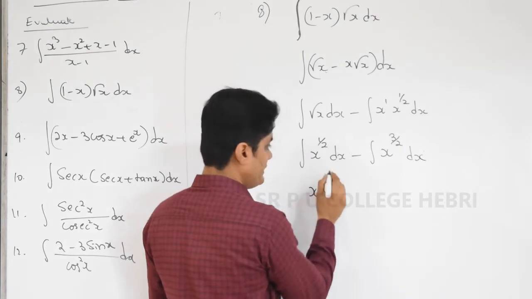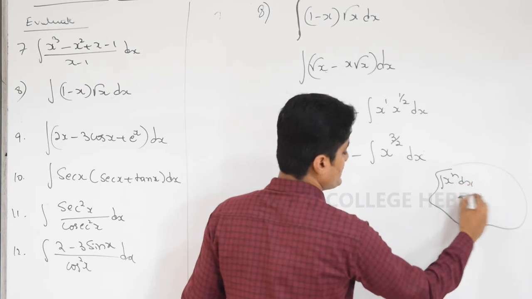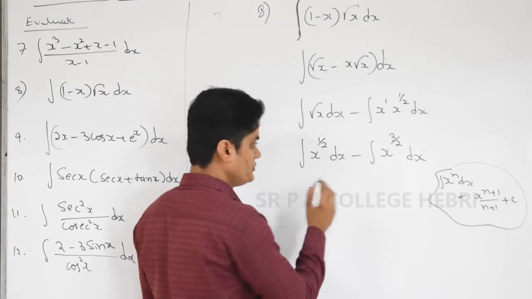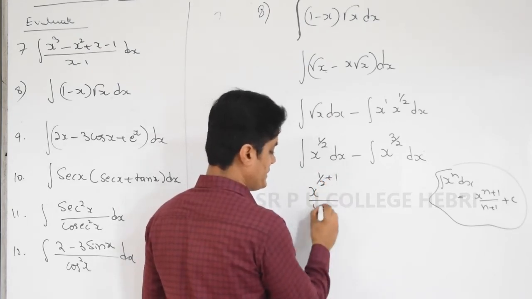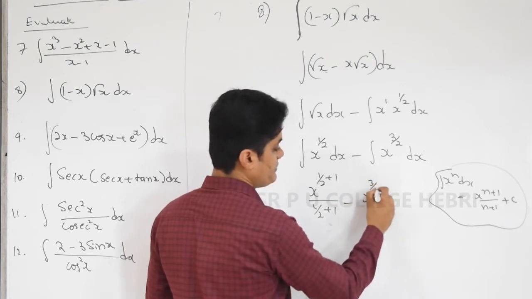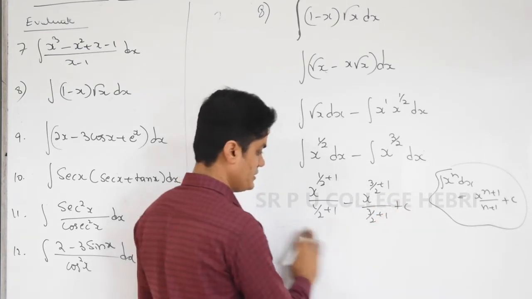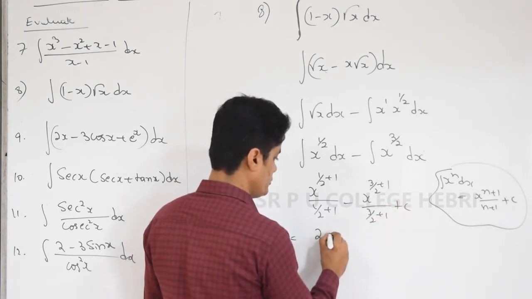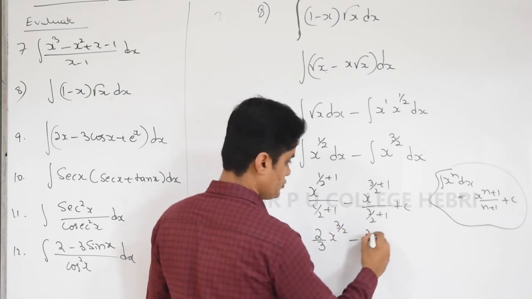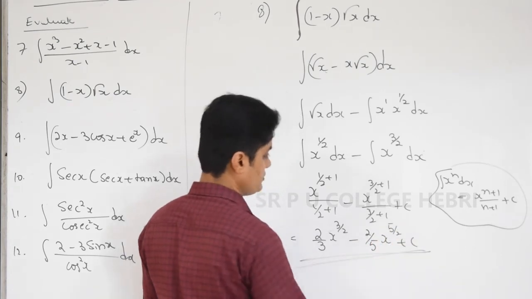So this will use the x power n formula. What is the x power n formula? Integration of x power n is x to the power n plus 1 by n plus 1 plus c, right? So use this formula: x to the power half plus 1 by half plus 1, minus x to the power 3 by 2 plus 1 by 3 by 2 plus 1, plus integration constant. So this is nothing but 2 by 3 into x to the power 3 by 2, minus 2 by 5 into x to the power 5 by 2, plus integration constant. That's it.